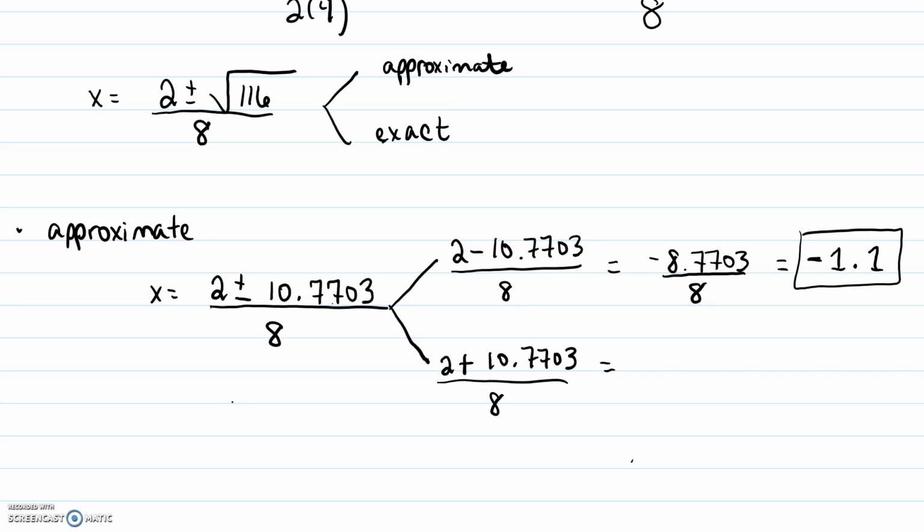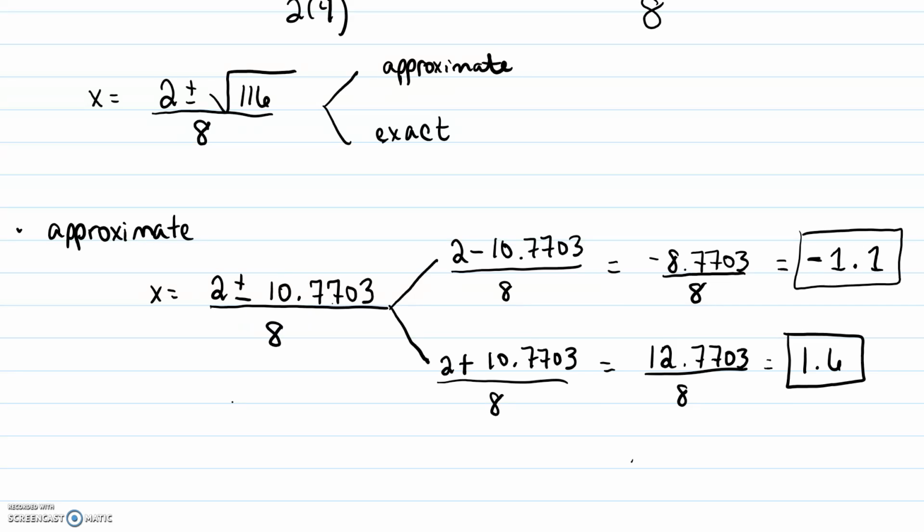Let's take the next one. Take 2 plus 10.7703. Make sure you hit enter before you divide by 8. Okay, then we'll divide that by 8. Round to the nearest tenth. That's going to be a positive 1.59, which is 1.6. So those are your approximate answers.